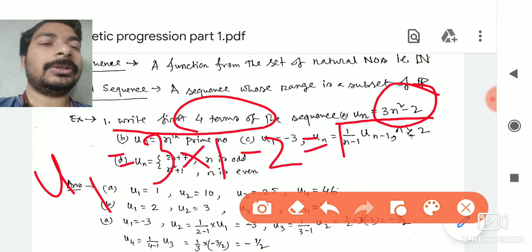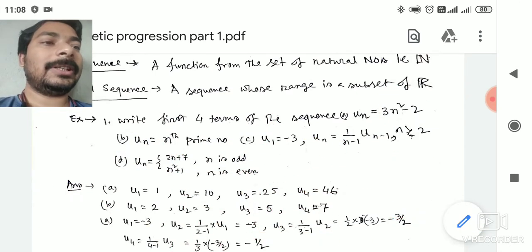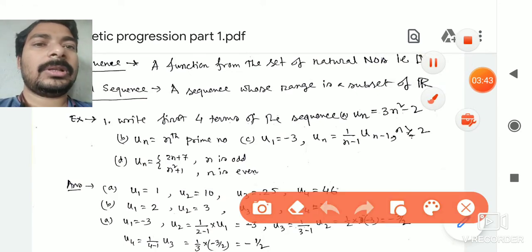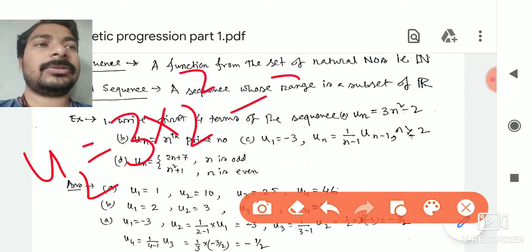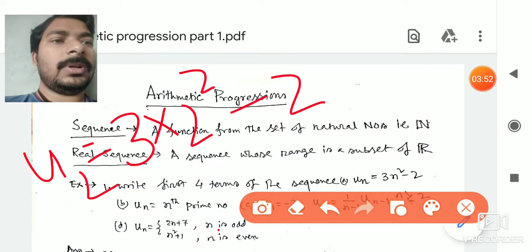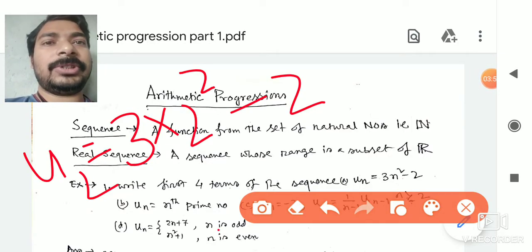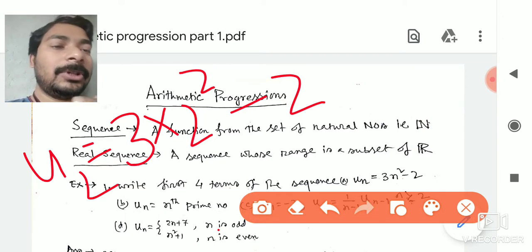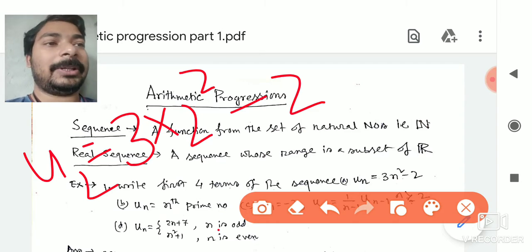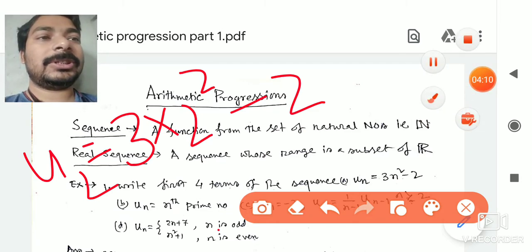that is 1 only. If I want to calculate the second term according to that formula, that will be u2, that is 3 into 2 square minus 2. Similarly, if you want to calculate u3 and u4, you can calculate easily. These are the first 4 terms. Also you can calculate the first 10 terms, or the 7th term, 8th term. For the 7th term, u7 is 3 into 7 square minus 2, and so on. So this is the process.